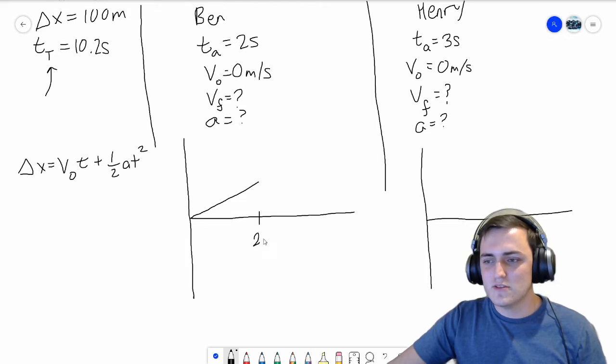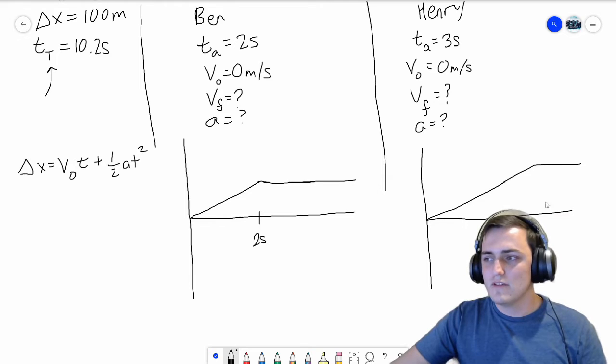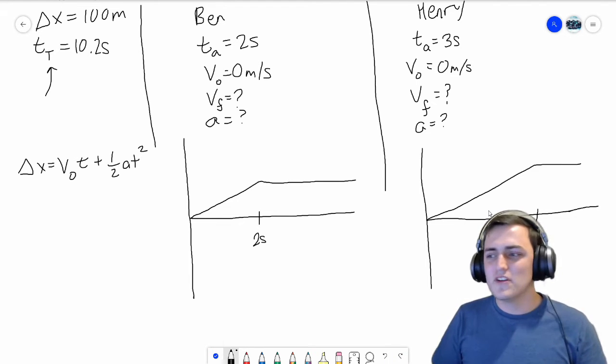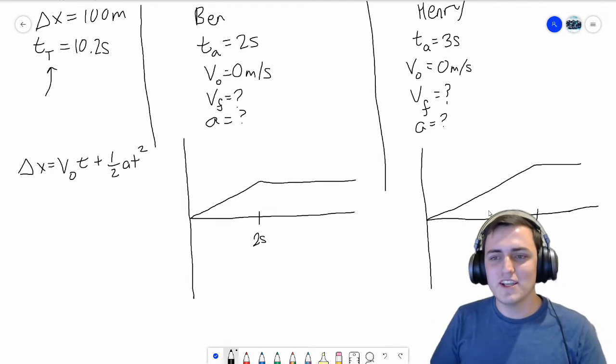And for Ben, it's at 2 seconds that he stops accelerating and his velocity becomes constant. And for Henry, he stops accelerating at 3 seconds. So how do we figure out what their total displacement was?